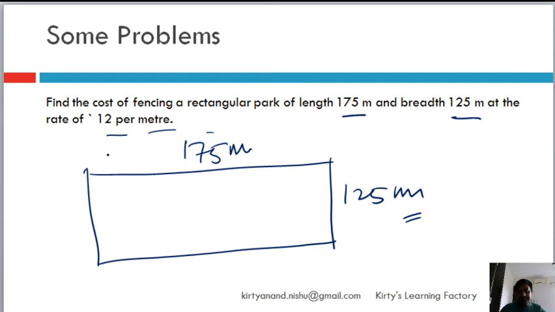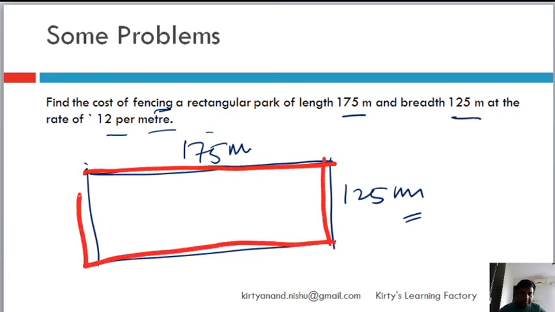So what is fencing? Basically, we will take a wire and we will run it along the boundary. You have seen it in parks, right? We take a steel wire and then we cover the park along the boundary. That is your fencing, right?